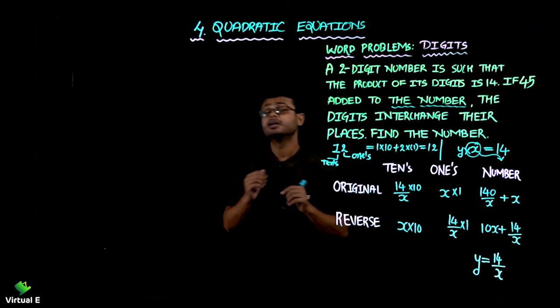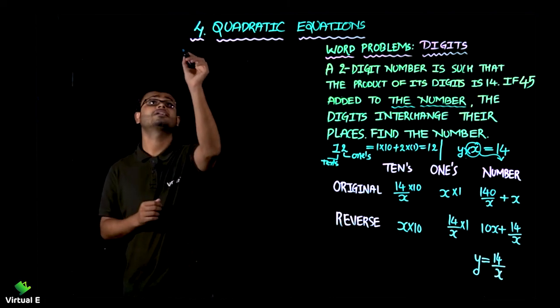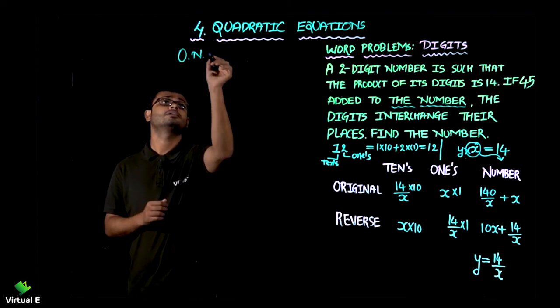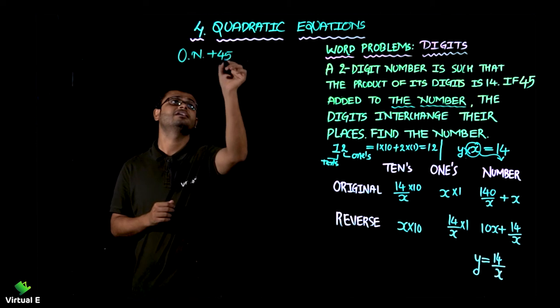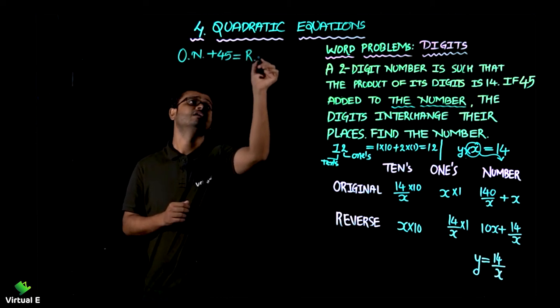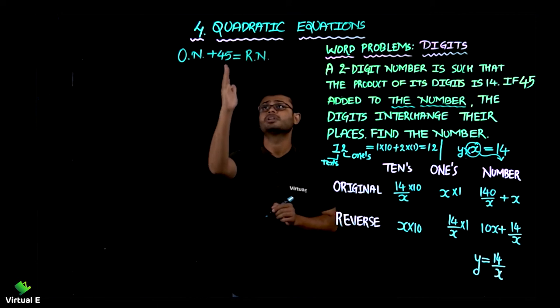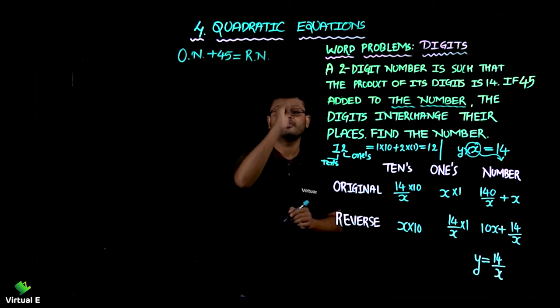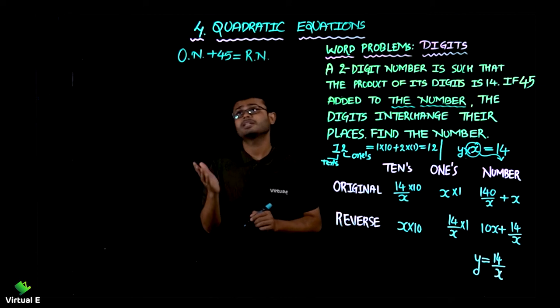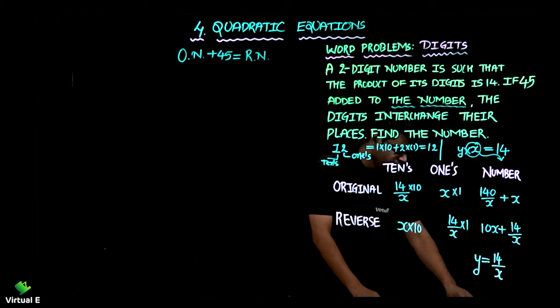So I will be getting the reverse. So I can write that the original number plus 45, I will be getting the reverse number. Remember that original number plus 45 is equal to reverse number. Let's start how to do it. Now let's form the equation.